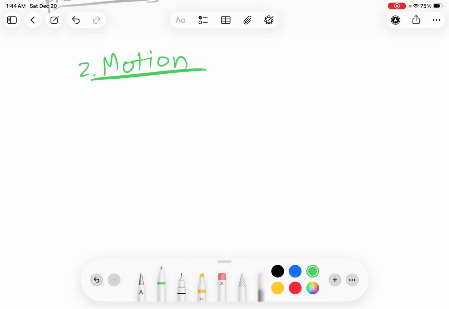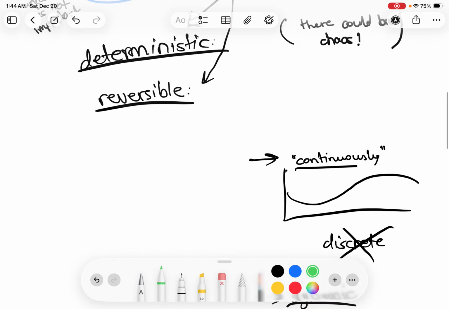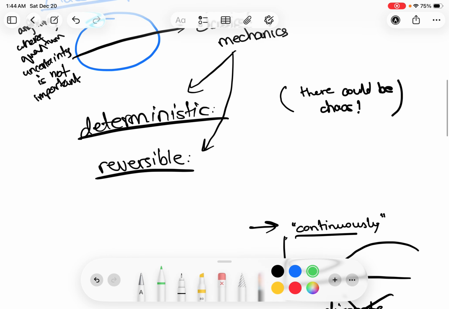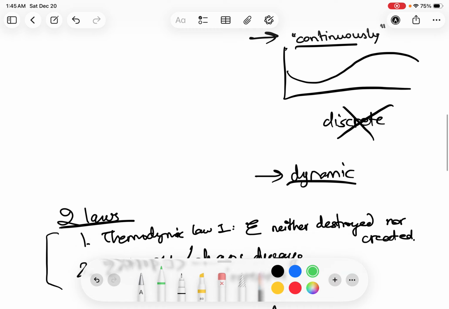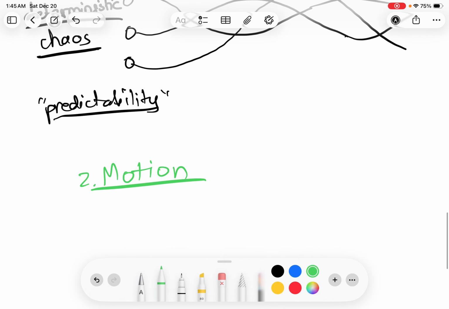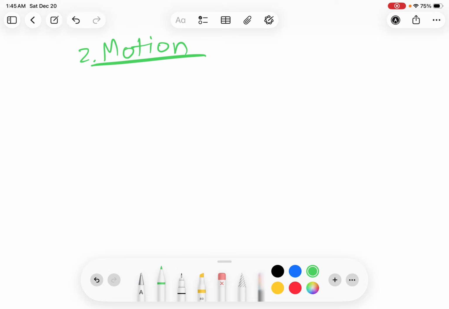Now, just to recap, classical mechanics is deterministic and reversible. Even though it is deterministic, it could turn chaotic if there are too many variables involved, or it could be unpredictable even in that case. And it is continuous and obviously dynamic. Those are its properties. I would like to get into the motion.